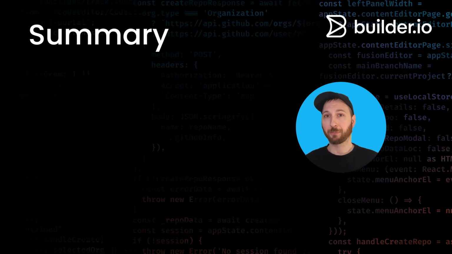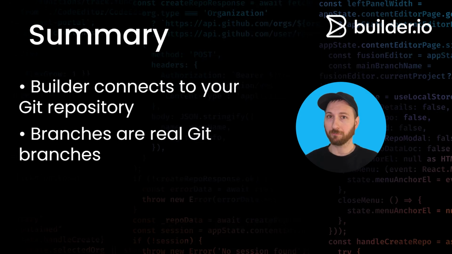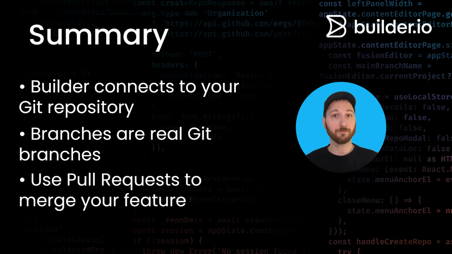So let's recap. A project in Builder connects to your Git repository. When you create a branch in that project, you're creating a real Git branch where you can work safely in your own workspace. When you're ready, you submit a pull request for review. This connects Builder to your team's existing development workflows without requiring you to learn Git commands.